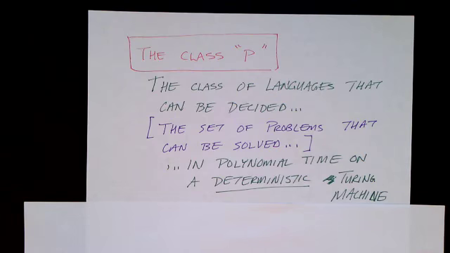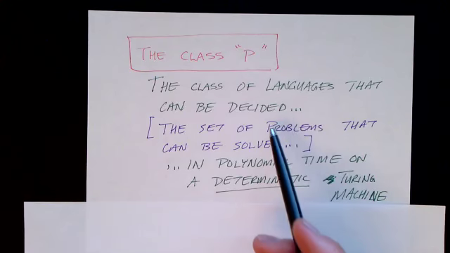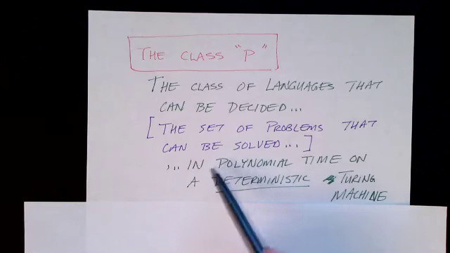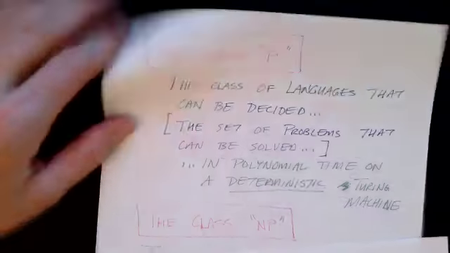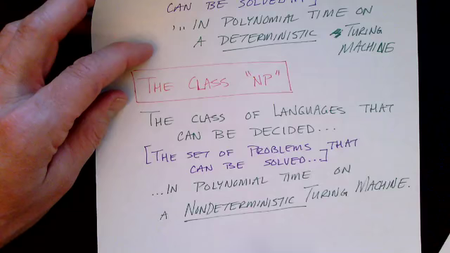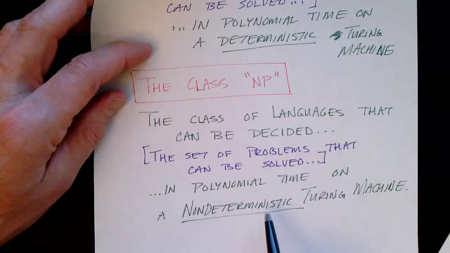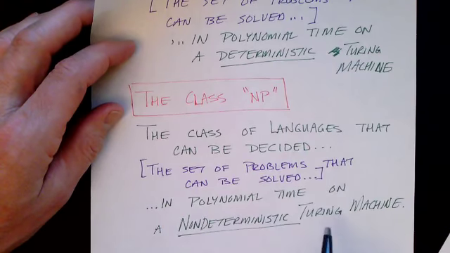Let's repeat our definitions of the class P and NP. The class P is the class of all languages that can be decided, or equivalently the set of all problems that can be solved in polynomial time on a deterministic Turing machine. On the other hand, NP is the class of all languages that can be decided, or equivalently the set of all problems that can be solved in polynomial time on a non-deterministic Turing machine. So, deterministic Turing machine algorithm or non-deterministic Turing machine algorithm.